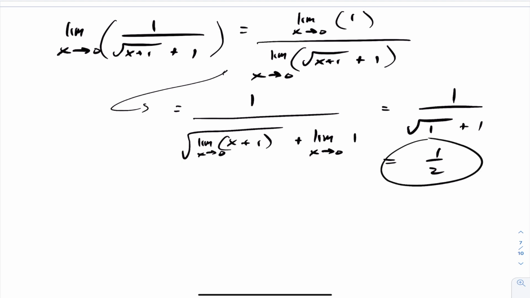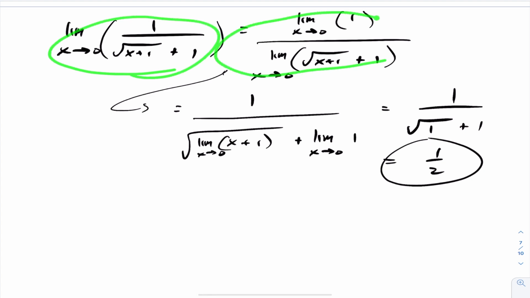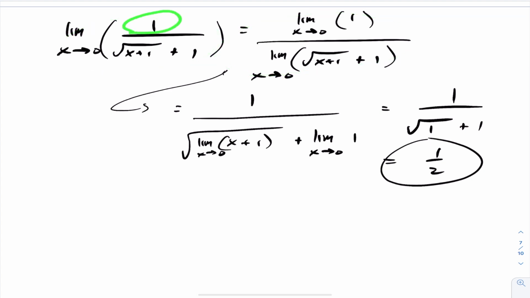Now you can see the limit operations and properties. I used several of them here. Going from this line to this line, I knew that for the limit of a quotient, you could take the limit of the top and the limit of the bottom. The limit as you approach a constant value is always just that constant value. Then the limit of the sum, I can take the limit individually, and I also drop that limit inside the square root. That was property 7. And then I went to take the limit of x plus 1, and I just subbed that 0 in directly because it was a polynomial, it's continuous, and we got a half.